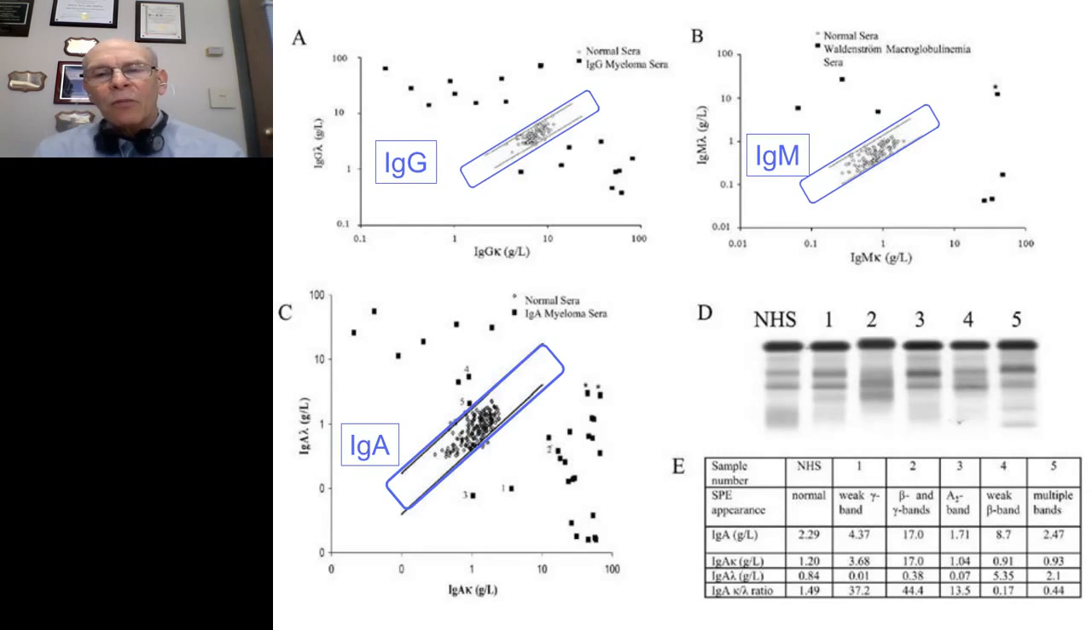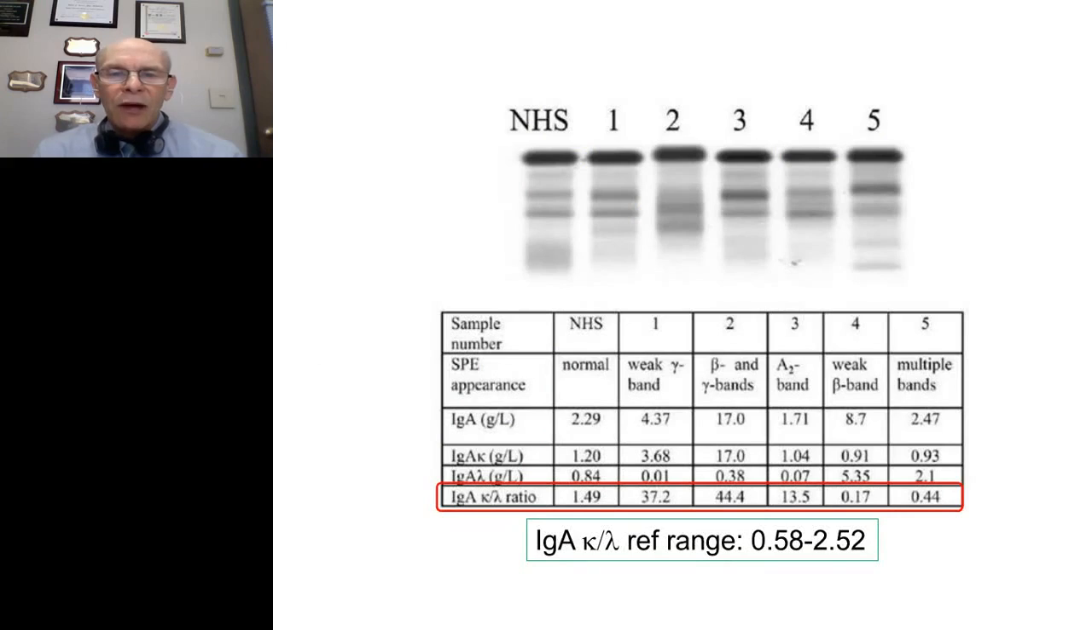Now, IgA is an interesting molecule because, as we said earlier, it tends to migrate in the beta region, and it can be obscured by proteins that migrate in that region. So if we look at bottom left chart C, let's look at these particular 5 cases. They show them in D and E, which I'm going to enlarge on this next slide. Okay, these are 5 cases that they pointed out that they thought that the IgA kappa lambda ratio could help you, and in fact, it is helpful. Underneath the table, I've given you their normal reference range of 0.58 to 2.52.